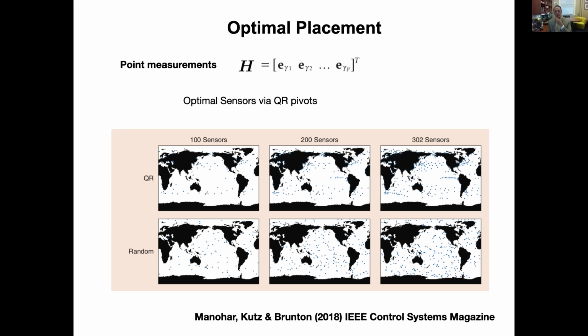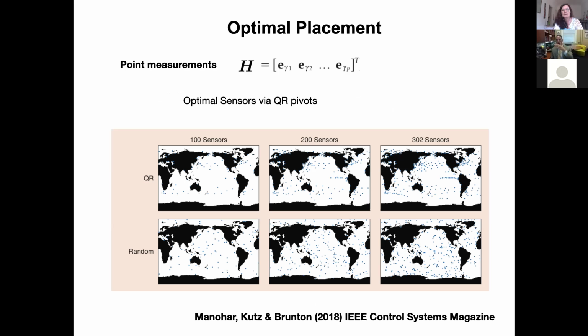So what we're going to do is start talking about optimal placement. And we're going to start placing sensors based upon these QR pivots. It's a greedy algorithm that simply takes the data, looks for the points with the highest variance, and says the points with the highest variance are exactly where I should place sensors, because there's a lot of information there. And so what I'm showing you here is a couple things.